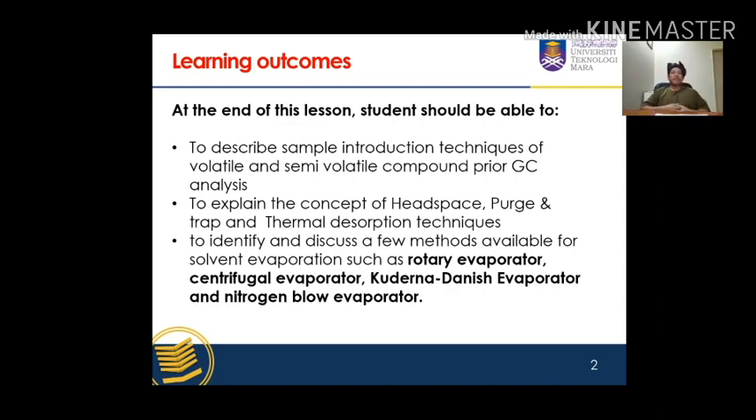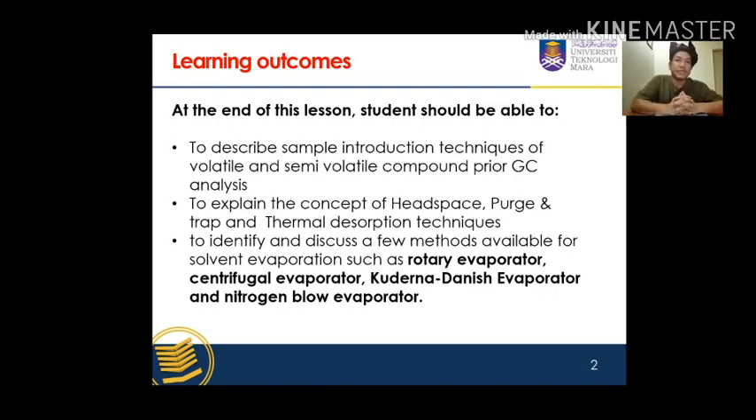In the first section, students should be able to describe sample introduction techniques of volatile and semi-volatile compounds prior to gas chromatography analysis. And you should be able to explain the concept of headspace, purge and trap, and thermal desorption technique. Okay, headspace, purge and trap, and thermal desorption technique.